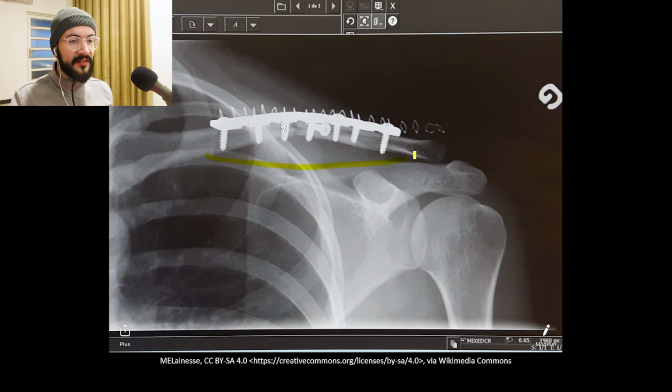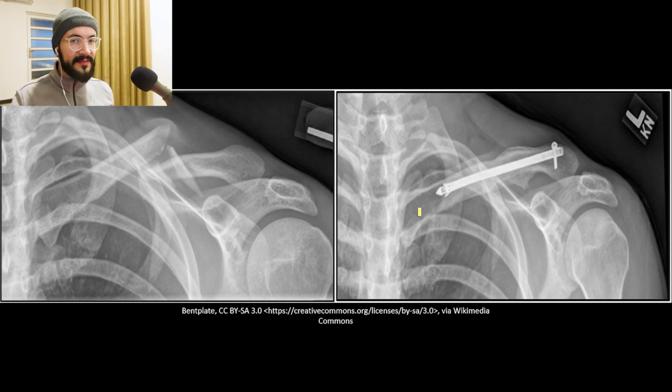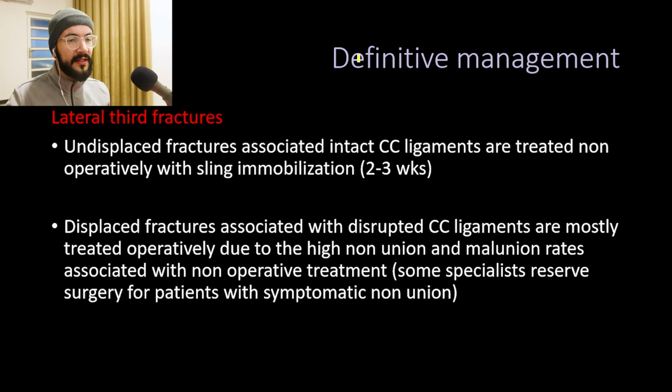So this picture here shows a common method to fixate these fractures by a plate and screws, and this picture here shows a comminuted fracture of the middle third that is treated with an intramedullary device that you can see in the second picture, which is here. Now let's talk about the definitive management of the lateral third fractures. So we already talked about that in the Neer classification, but here we will give you a general idea.